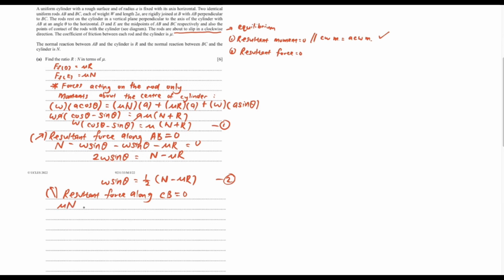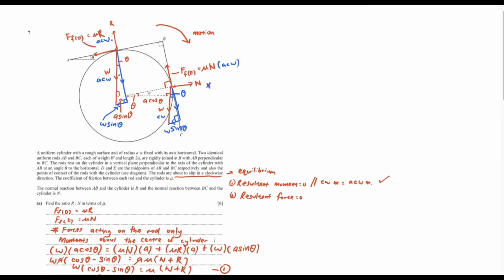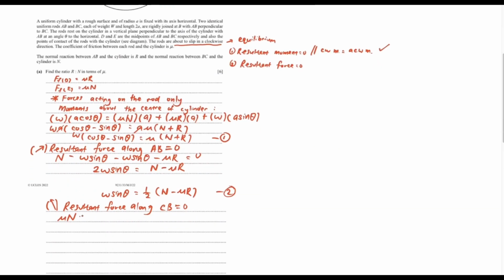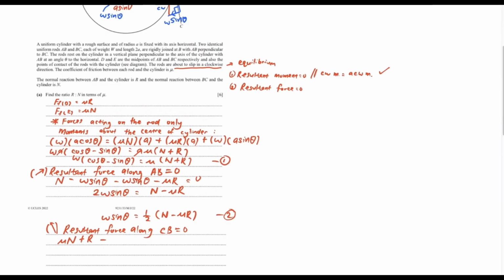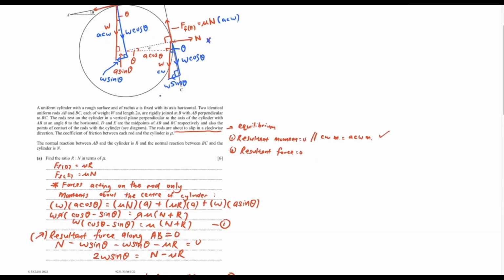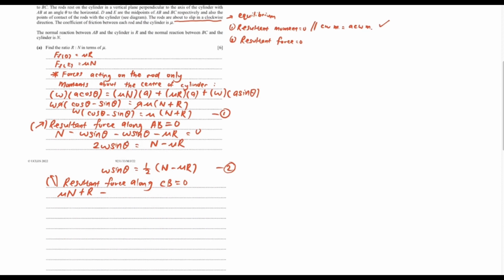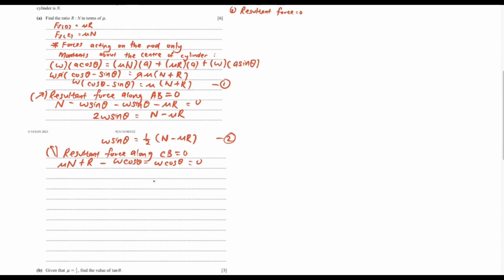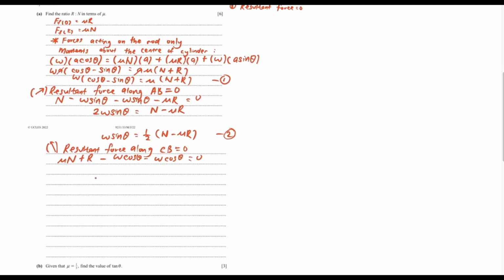Mu n. Then what else? I also have R. R is positive. Then I have this one. This one is W cos theta, and W cos theta is negative. This one is also W cos theta. So I have these two which are negative, so I put here W cos theta minus W cos theta equal to 0. And then I arrange it.